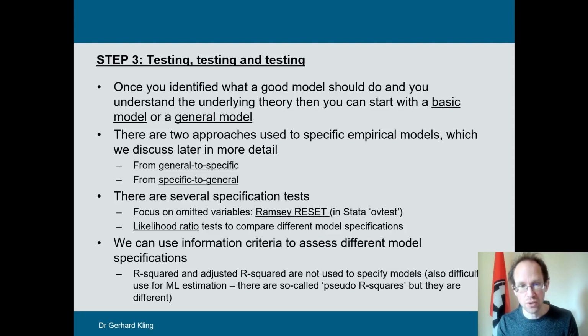One approach is to use general to specific. So the idea is you start with a model that has all the bells and whistles inside, so you include as many variables as possible. And then you try to test down the model. You try to reduce the number of variables, you kick out insignificant ones, and you test whether this reduction in your model, the simplification, is valid.